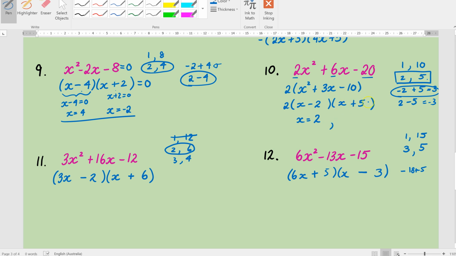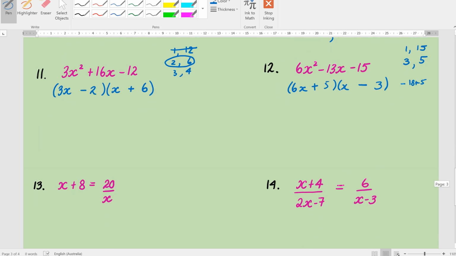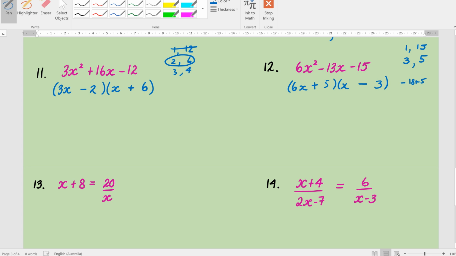What plus 5 equals 0? That's x equals minus 5. So this is the whole reason why we actually want to factorize, because we can get those solutions really quickly. Okay, no prizes for guessing that this one would be x equals minus 6. Minus 6 plus 6 gives you 0.